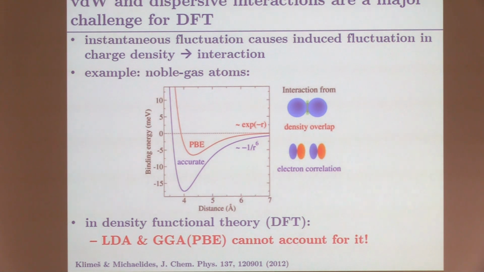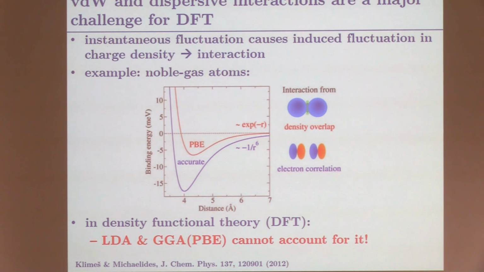So I have an electron density, and since it's a quantum system, I can spontaneously have fluctuations in the density, and these spontaneous fluctuations could be represented by a dipole. Now that dipole could induce at another point in space in my system an opposite dipole, and then the two attract each other. That's van der Waals interactions.